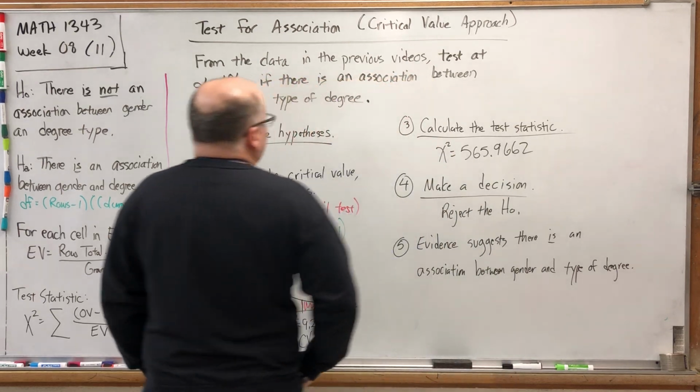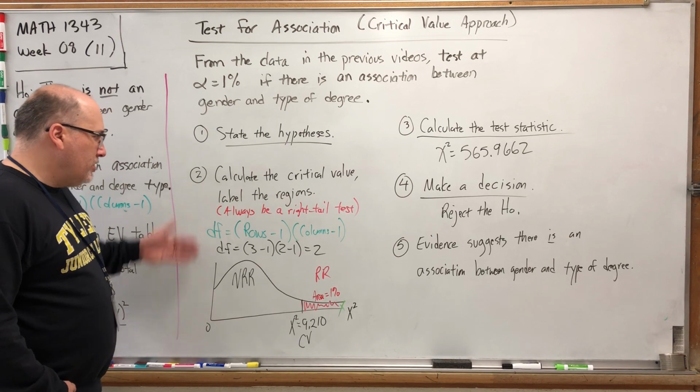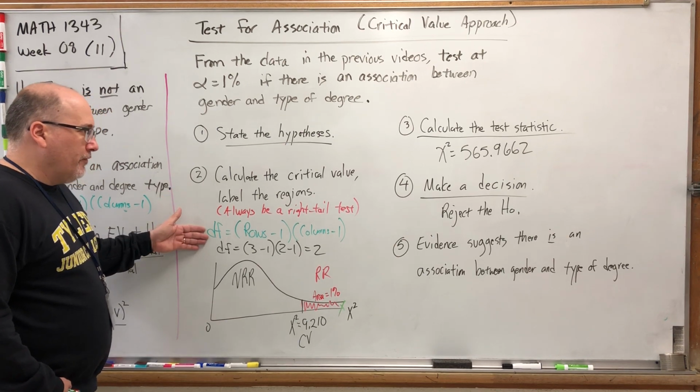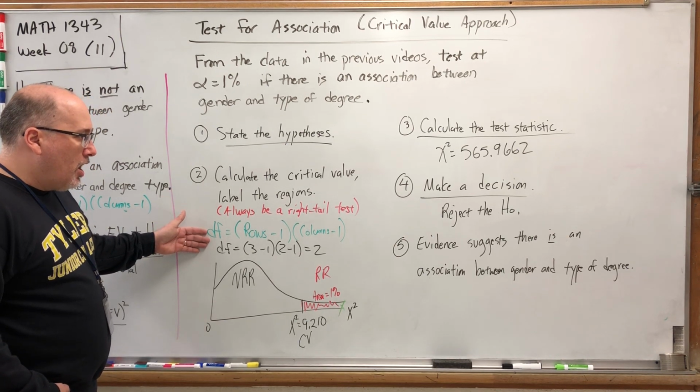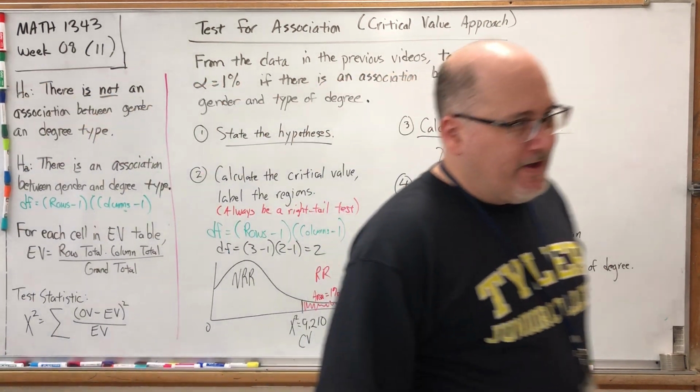All right, and that's how you do a test for association using the critical value approach. New information in this video: it's always a right tail test, and the formula for the degrees of freedom. Other than that, it's just standard protocol for the critical value approach.